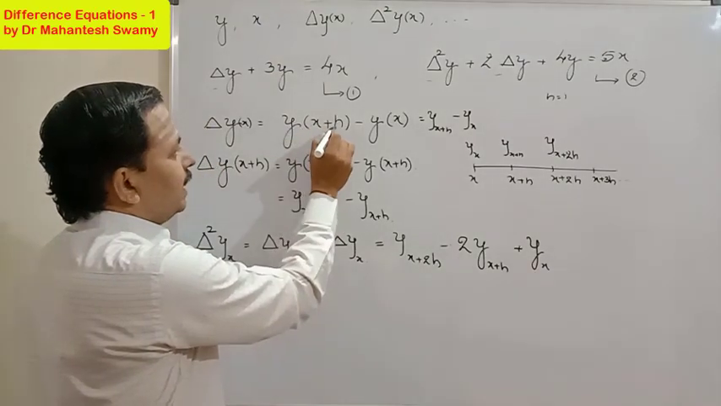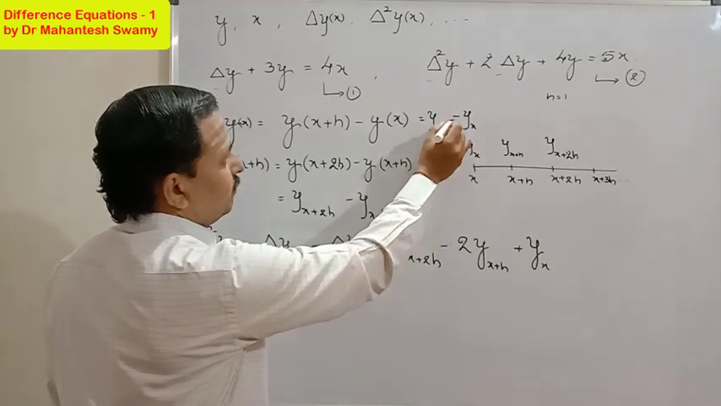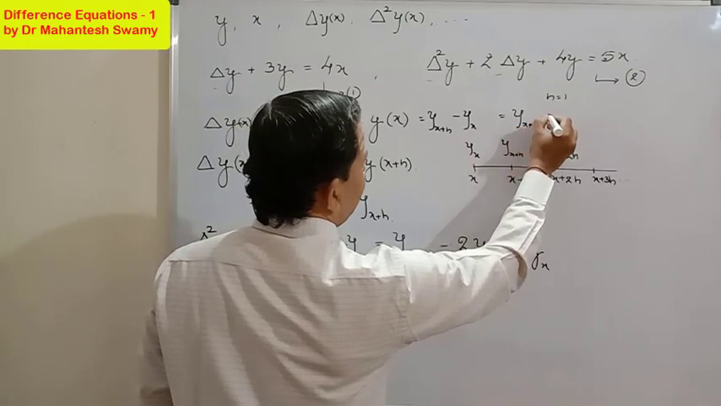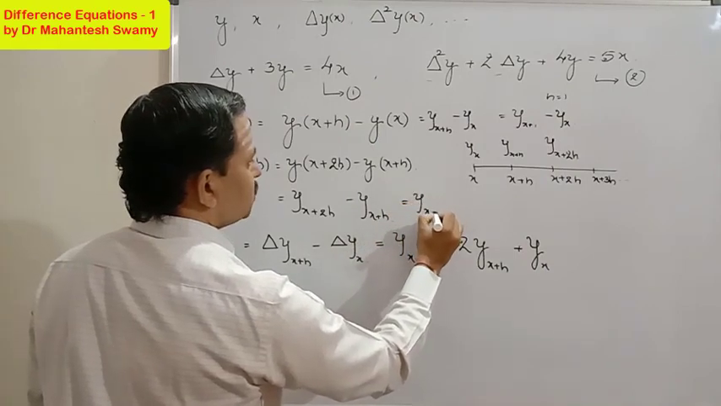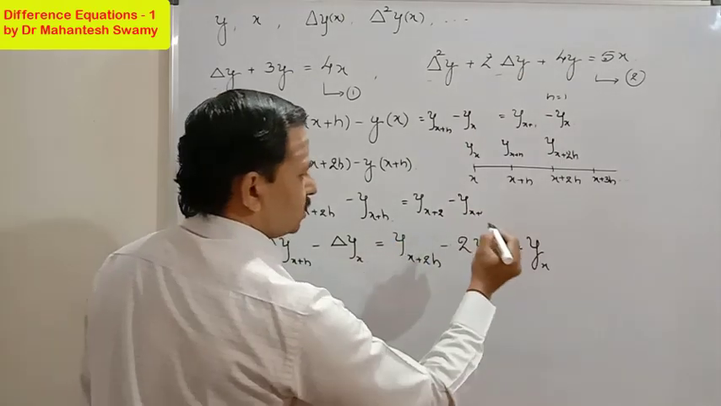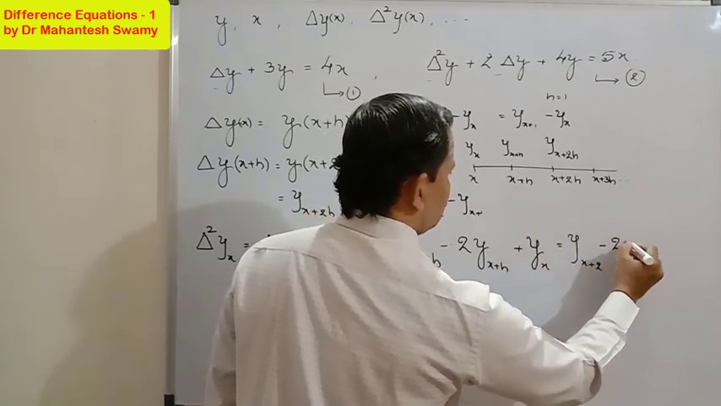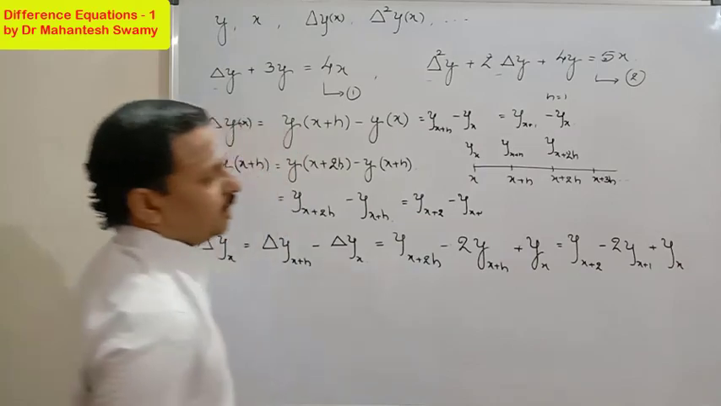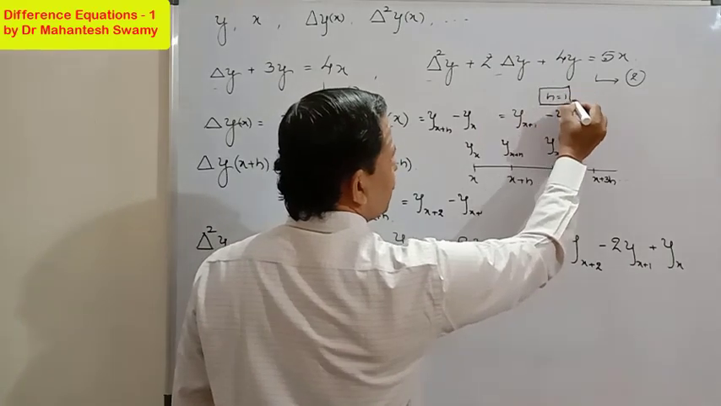So if we choose h equal to 1, it is going to be y of x plus 1. That will become y(x+1) minus y(x). Similarly, this will look like y at x plus 2 minus y at x plus 1, and in fact it will look like y(x+2) minus 2y(x+1) plus y(x). So these are the values we are having here when we choose h equal to 1 for the sake of simplicity of our discussion.